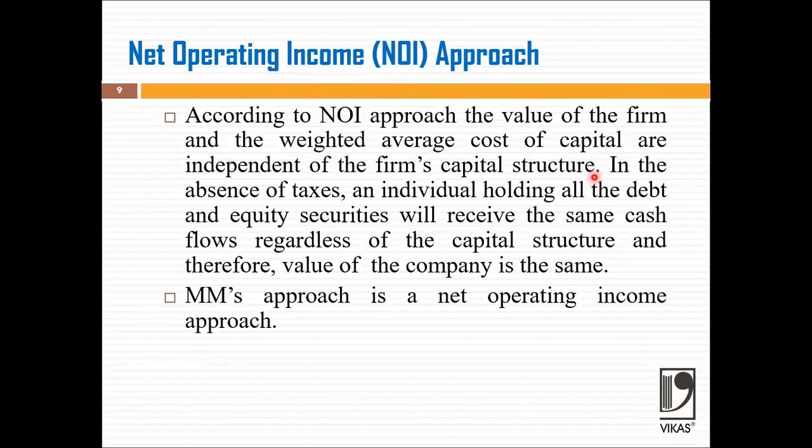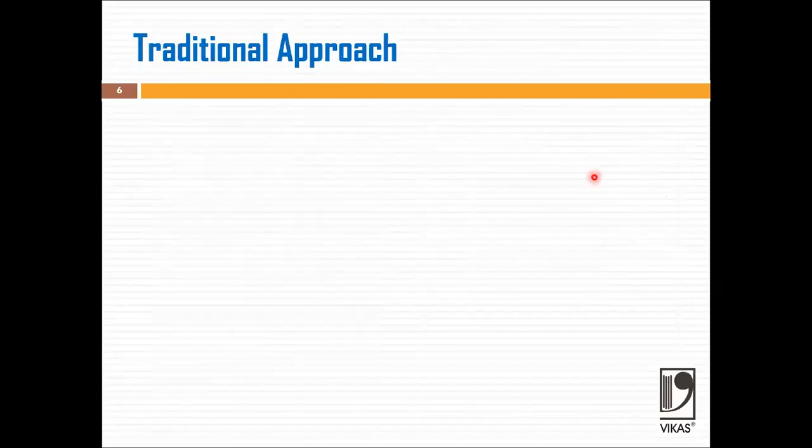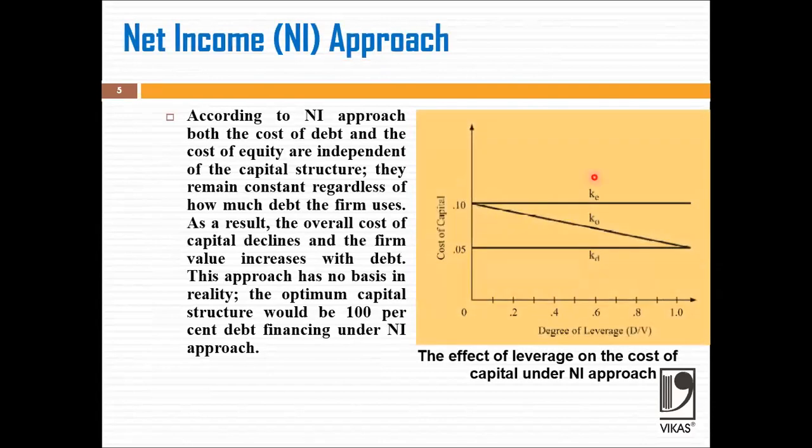Before understanding this net operating approach, we discuss the traditional things. First we'll discuss the net income approach. Here you can observe the cost of capital. Cost of capital means Kd. What does Kd mean?